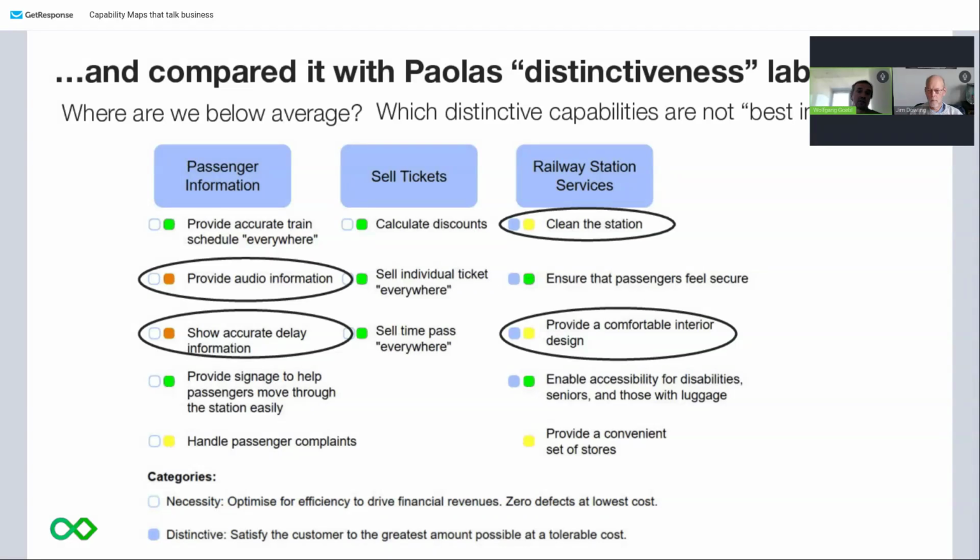And she asks herself, where are we below average? Let's provide audio information, show accurate delay. And the second question is, which distinctive capabilities are not best in class? Cleaning the station is not best in class, but distinctive. So we want to have cleaner stations. You combine this distinctiveness with the fact that we are only average, and providing a comfortable interior design is distinctive, and we are not best in class. So maybe we should focus on that.